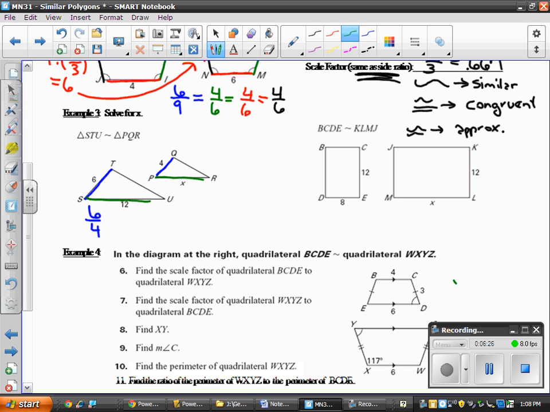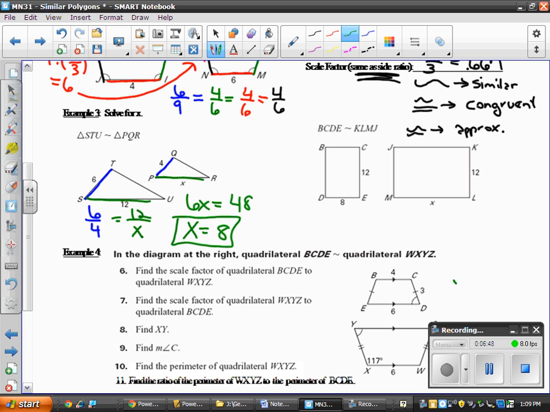12 is to x. So if these figures are in fact similar, you can say 6 is to 4 as 12 is to x because of the definition of similar polygons. You do a quick cross multiplication, 6x equals 48, divide by 6, you end up with 8 for the answer there.